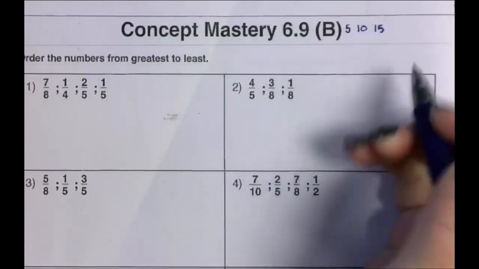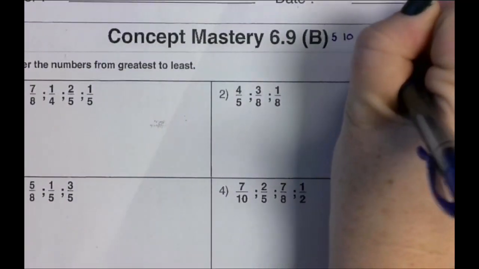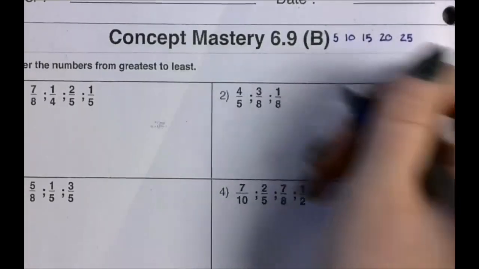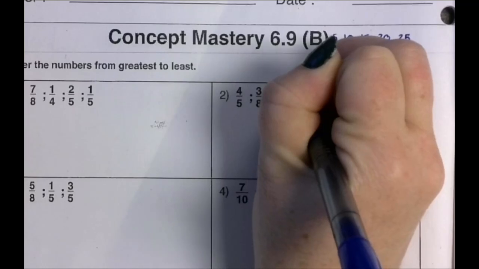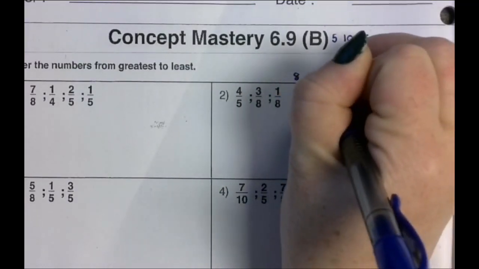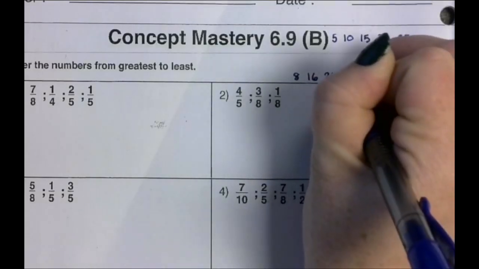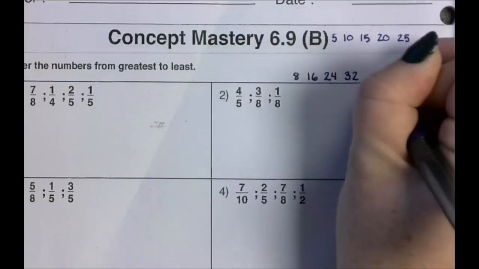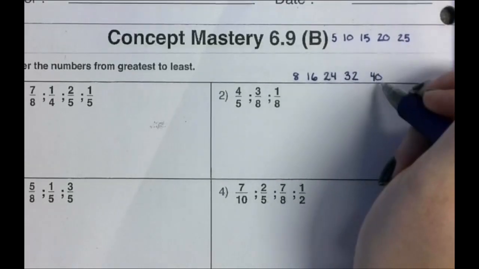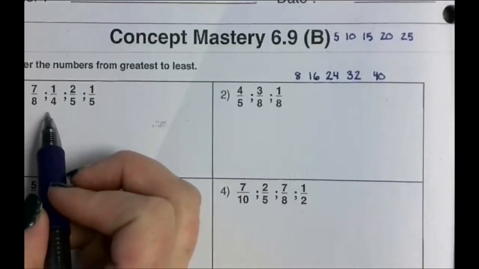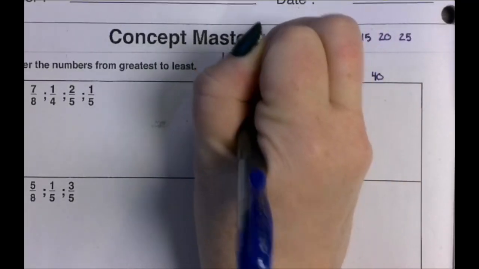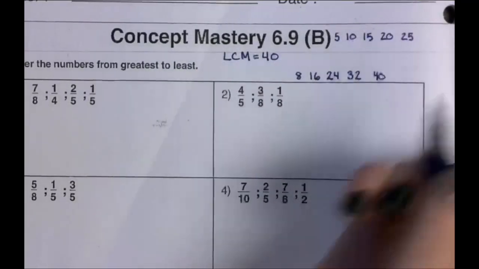Just using that space up here because I've got some extra. 20, 25. Then going through and counting by 8s, 8, 16, 24, 32, 40. Ooh. So I know 5 is going to go into 40. And I also know that 4 goes into 40. So I'm going to use my LCM of 40 for my first 3 problems.